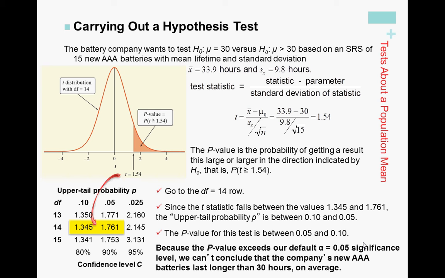Because the p-value exceeds our default alpha equals 0.05 significance level, we can't conclude that the company's new AAA batteries last longer than 30 hours on average. So once we do this in the true four-step form, which we all know and love dearly, we really need to say something about the null, which would be we fail to reject the null because our p-value is greater than the 0.05 significance level, and then we don't have sufficient evidence to conclude that the company's new AAA batteries last longer than 30 hours on average. So notice we're really saying something about both the null and the alternative hypothesis.